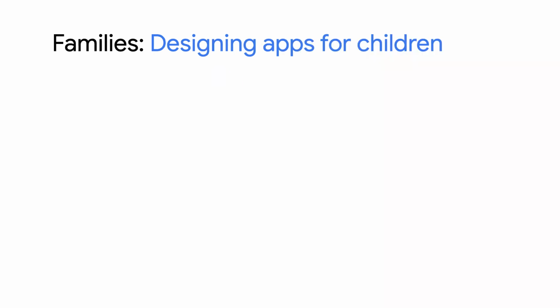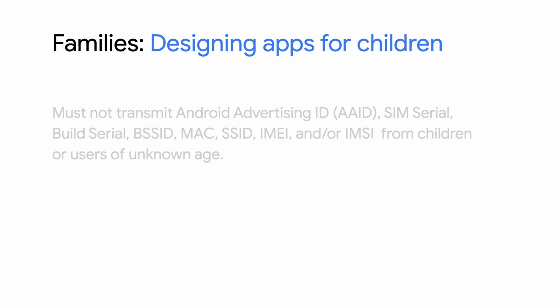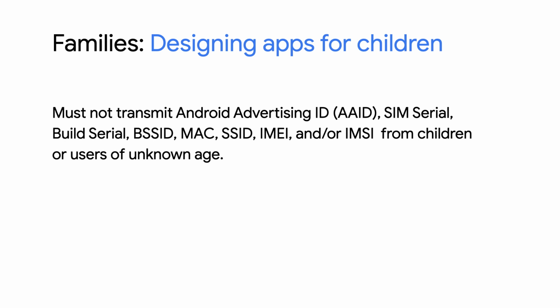Now, let's take a look at our family's policy update. Protecting kids' privacy is important to Google. We've never allowed ads personalization for kids. Now we're taking things a step further for apps that target kids. We're prohibiting identifiers which could be used for personalizing ads.